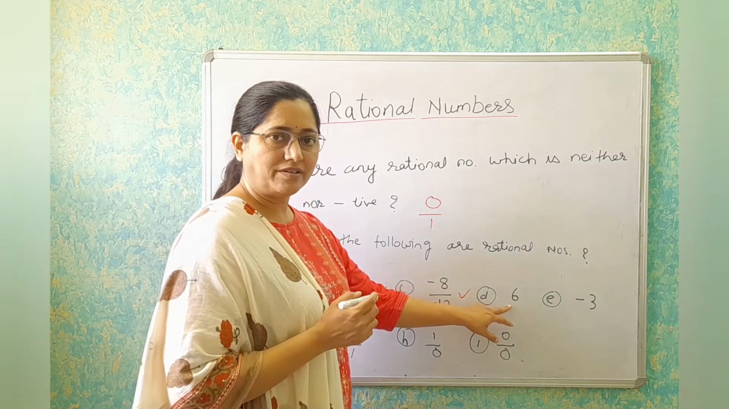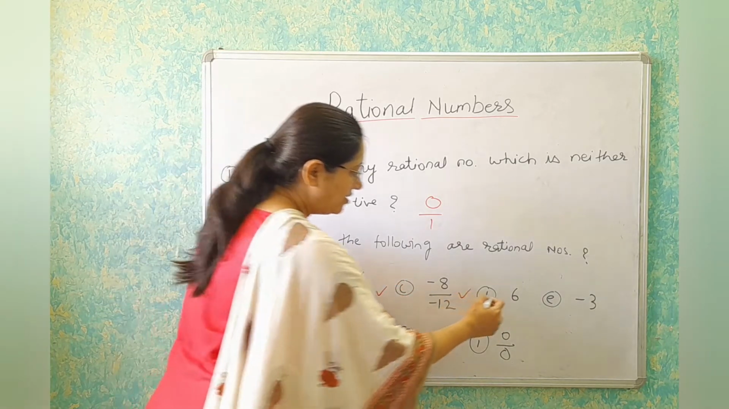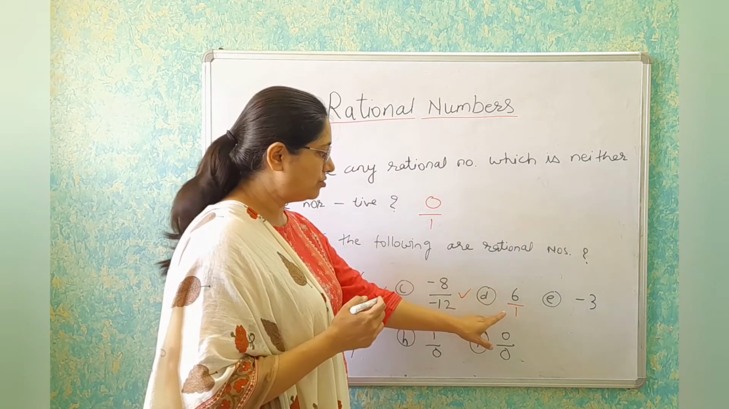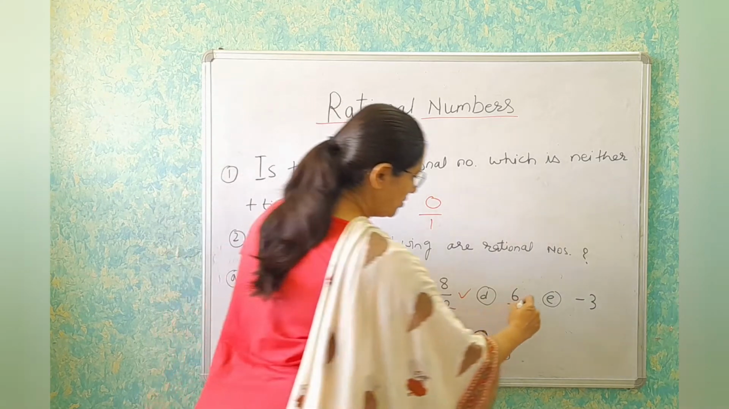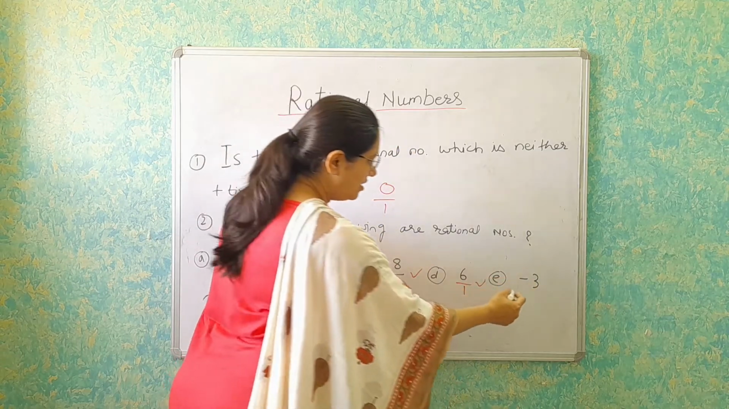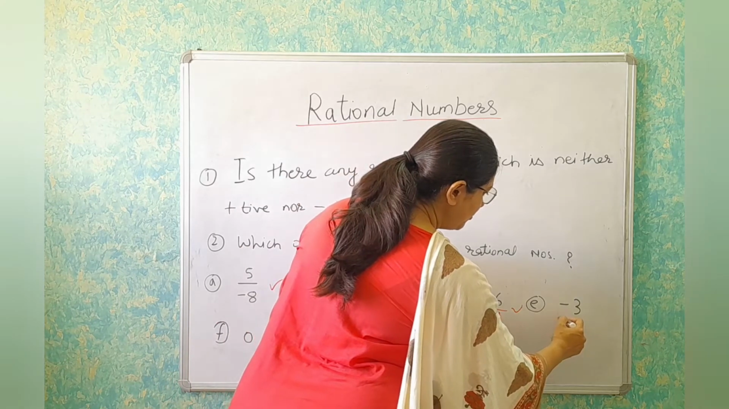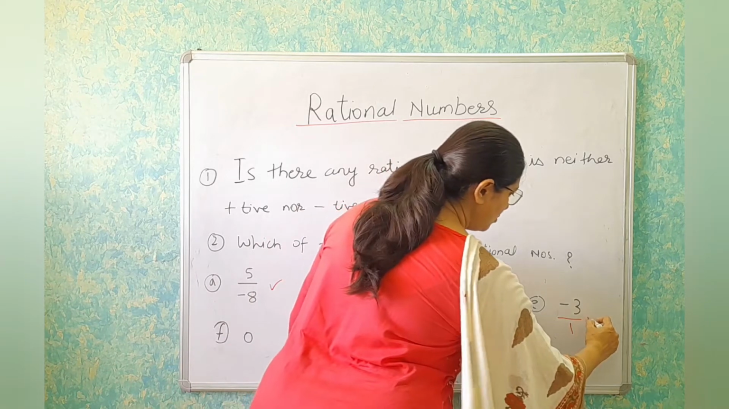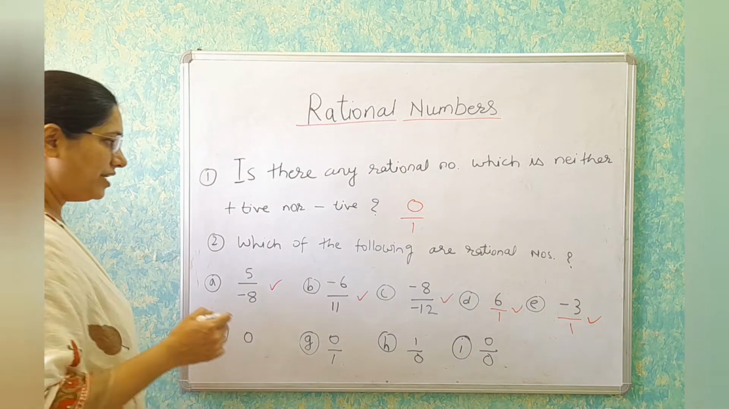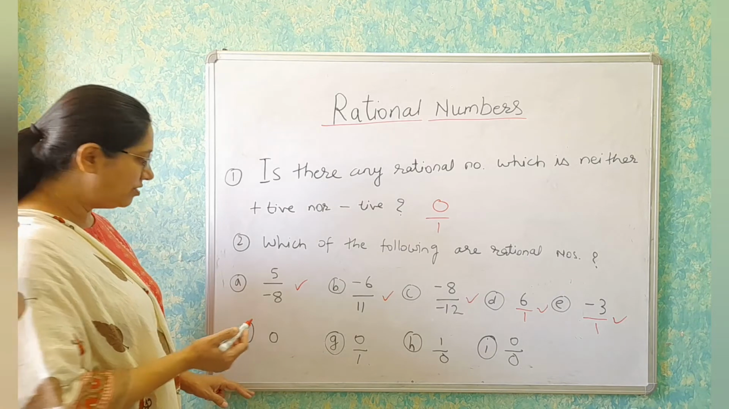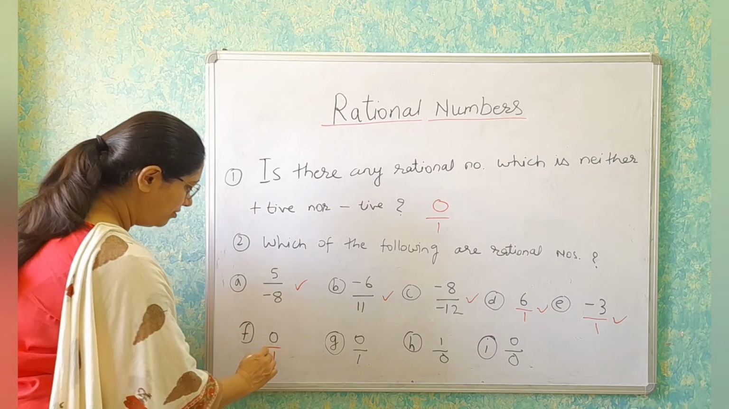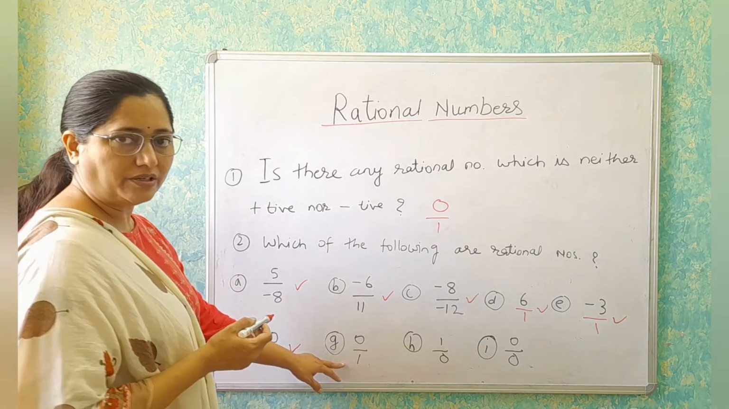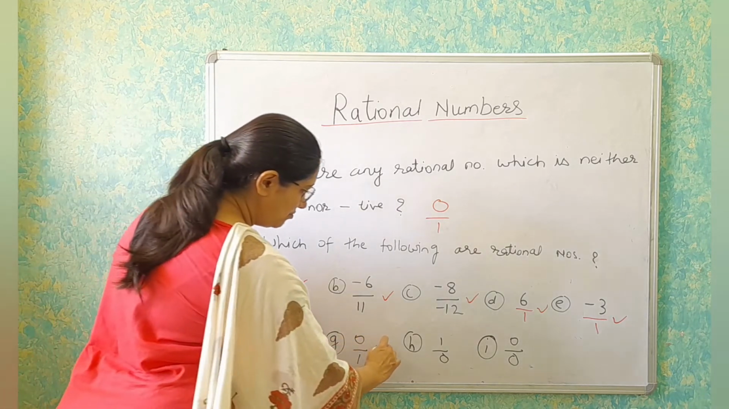Next, 6. Yes, it's a whole number and we can write 6 divided by 1 and represent it in the form p upon q. So 6 is also a rational number. Next, minus 3. Minus 3 is also a rational number. We can write minus 3 upon 1. Next, 0 is a whole number and we can write 0 upon 1. So it is also a rational number. Next, 0 upon 1. Yes, it is also a rational number.